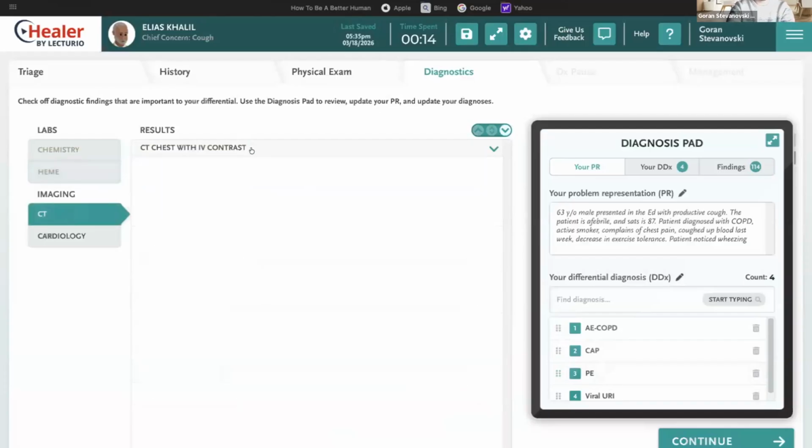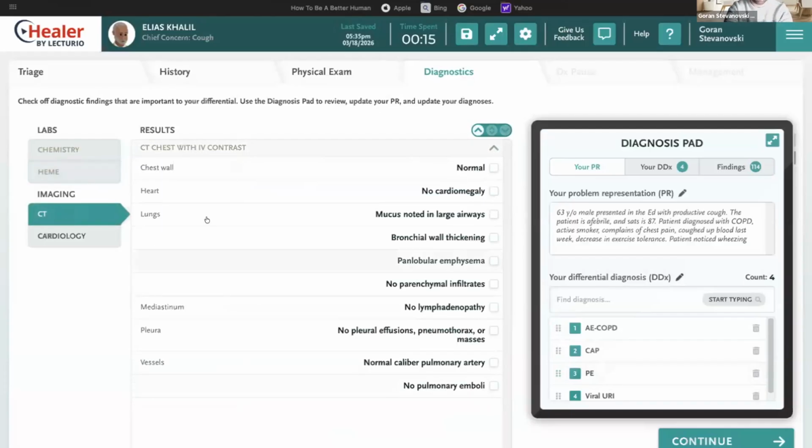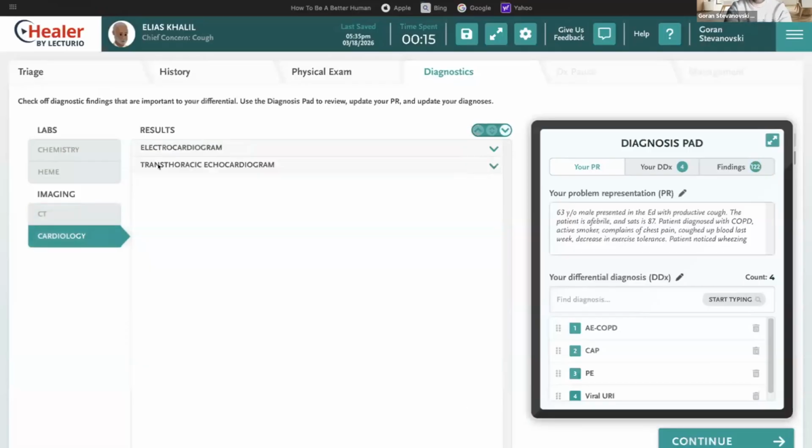Now, you could order a CT if you want to, and this is with contrast. We see the chest wall being normal, but there's mucus noted in large airways, which is also very important. Bronchial wall thickening, really important. Panlobular emphysema. So he has COPD, so this is to be expected, but the panlobular aspect also tells us what this might be. No parenchymal infiltrates, no lymphadenopathy, no pleural effusions, pneumothorax or masses, and these two are really important. We have no pulmonary emboli, which is really important in this case.